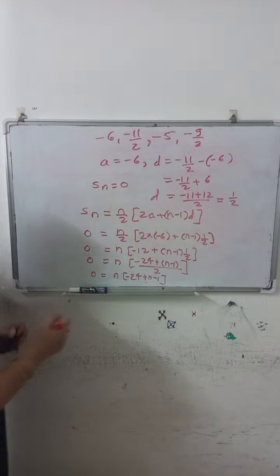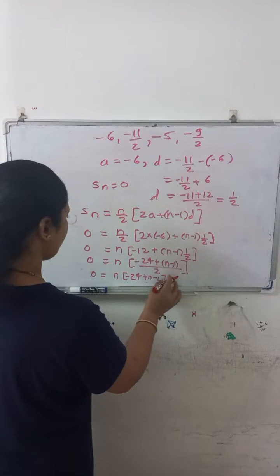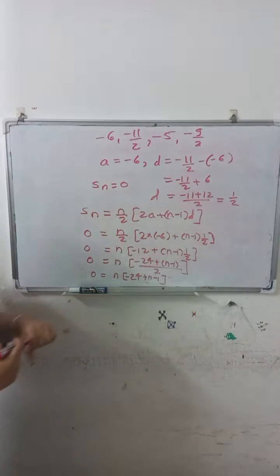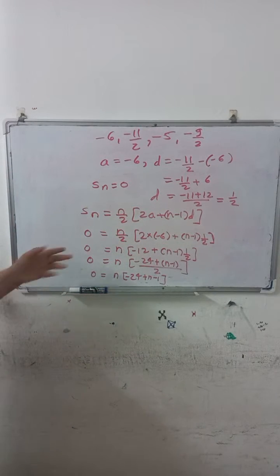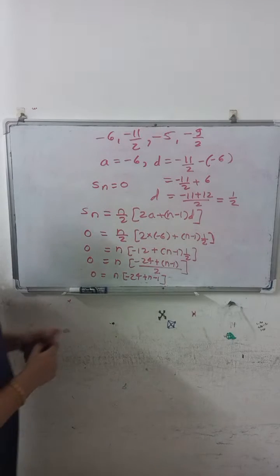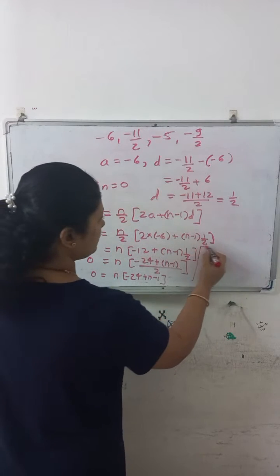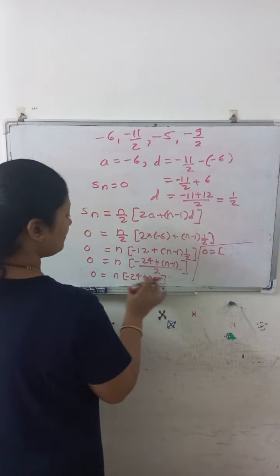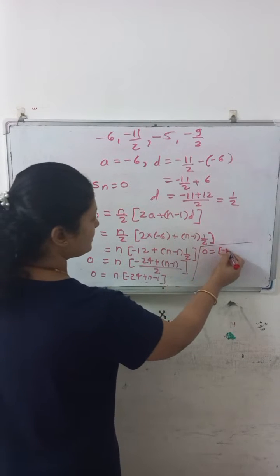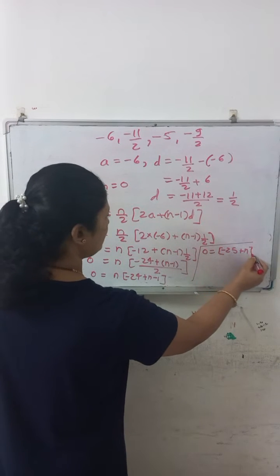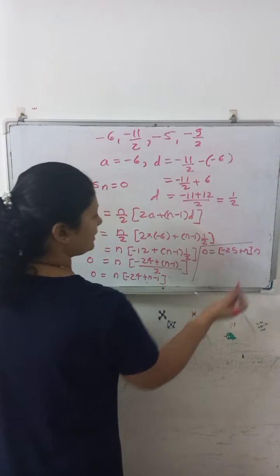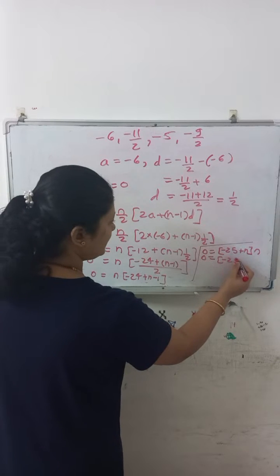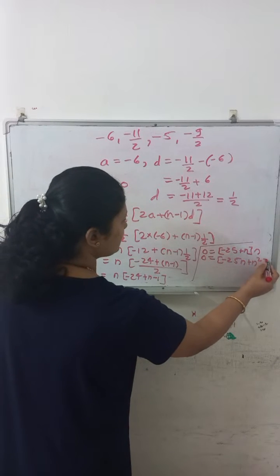Everyone copied up to D? You can copy up to D, then we will go for further simplification, or else I will try to do it here also. So here 0 is equal to 24 minus 1, that is minus 25 plus n. And outside the bracket also we have n. So 0 is equal to, multiplying this n, minus 25n plus n square.